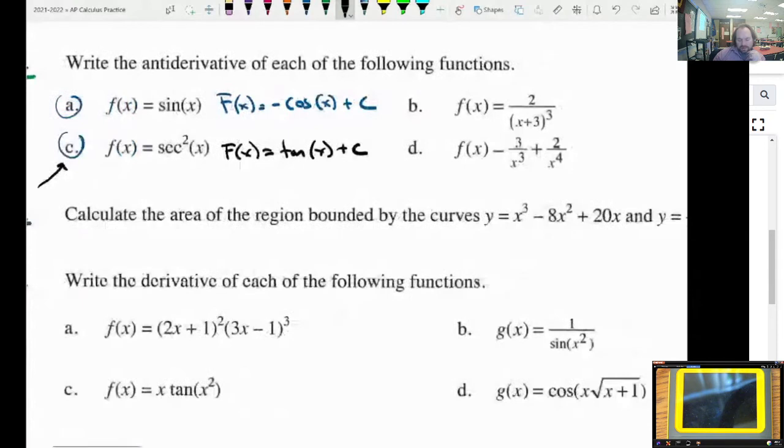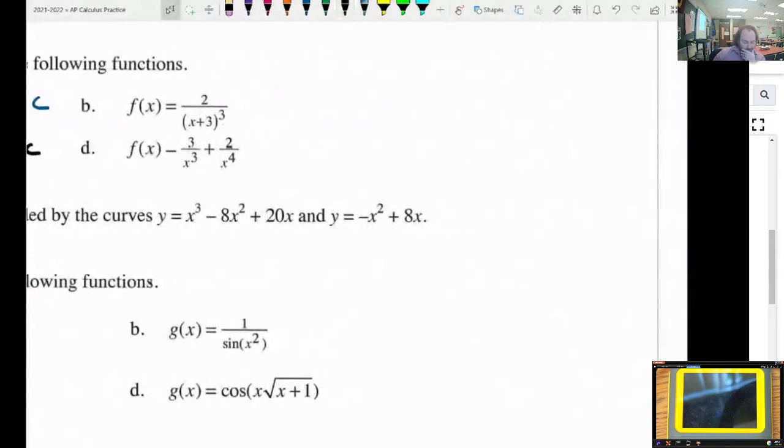Now for questions B and D, we're going to need to get a little more involved than that, because we're going to need to think about things a little more clearly. For b, let's think about this as 2 times x plus 3 to the negative third power. First of all, you might be concerned about chain rule, which would be a good thing to worry about, but don't panic too much because the derivative of x plus 3 is just 1. So the chain rule doesn't actually need to worry us here. We are going to need to write an antiderivative for this. So the capital F of x in this problem, we're going to take this up a degree. We need x plus 3 to be to the negative second power.